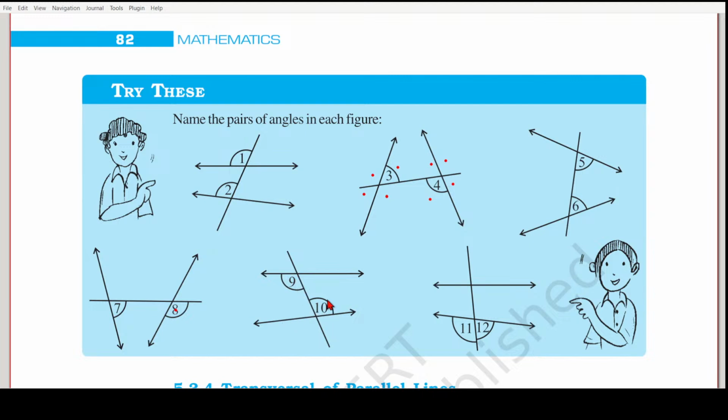What about these two? Are they interior or exterior? 9 and 10? Alternate interior angles. Alternate interior angles. Very good. What about these two? 11 and 12?